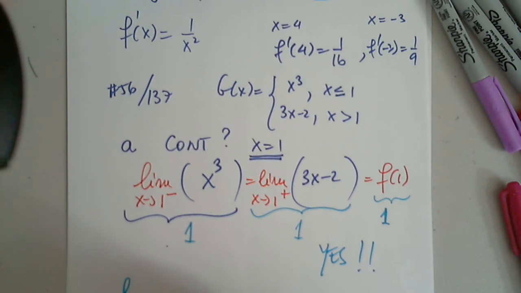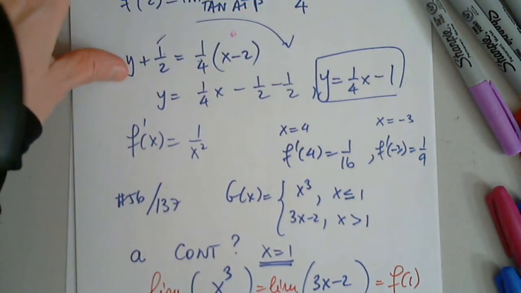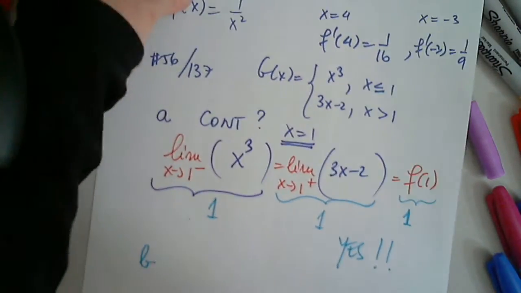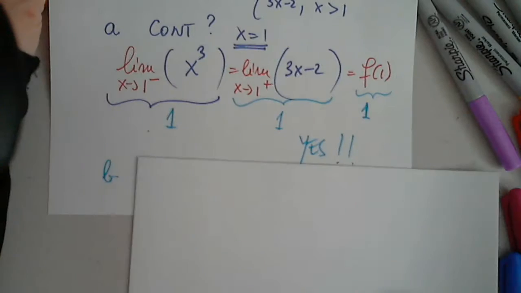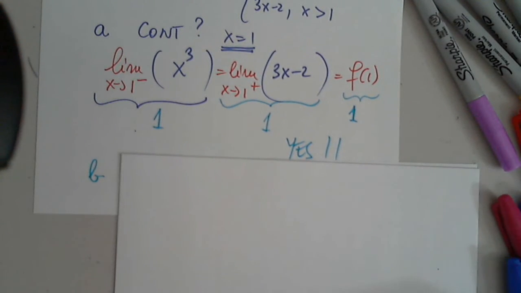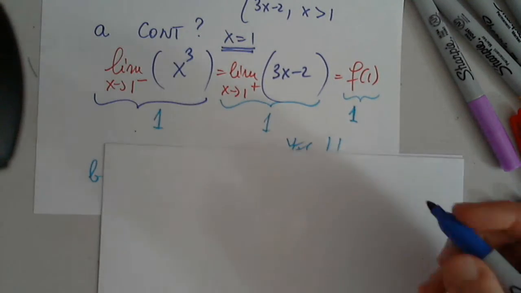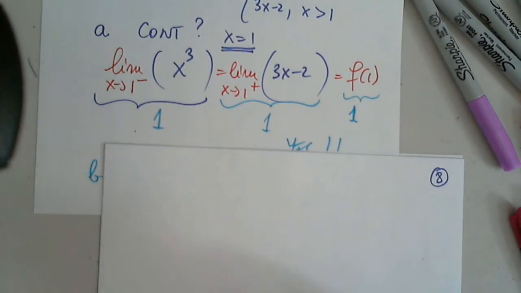Part B. Verify whether the function g is differentiable at 1, yes or no. I don't know. It could be, but maybe it has a cusp or a corner, and then it will not be differentiable at that point.